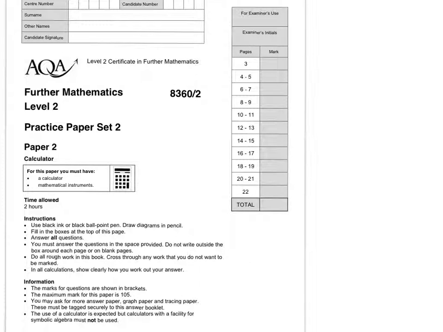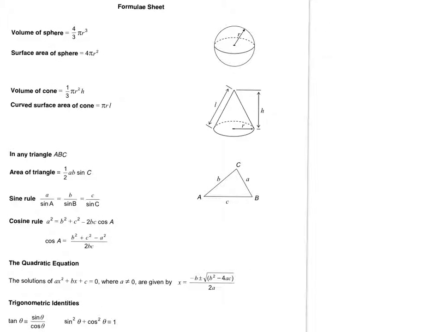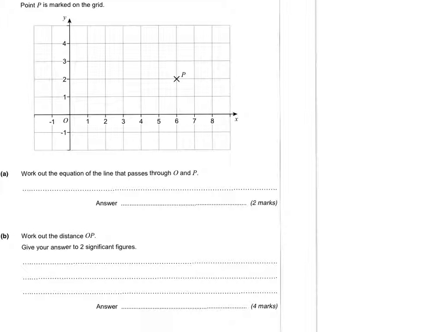Practice paper set 2, calculator paper. Formula page. Question 1. Point P is marked on the grid. Work out the equation of the line that passes through O and P.